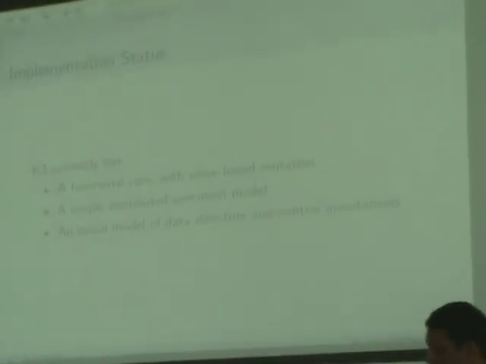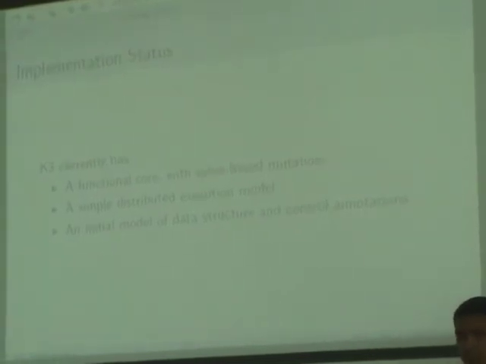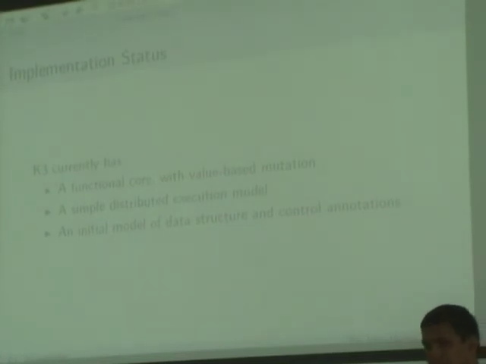With that, I'll close with the details about where we are now and where we want to go. So what we currently have is a functional core language with value-based mutation. We have a simple distributed execution model where we can run the same K3 programs on multiple machines and have them interact with each other. We can do this because each K3 program has a per-process state which is isolated from the others.